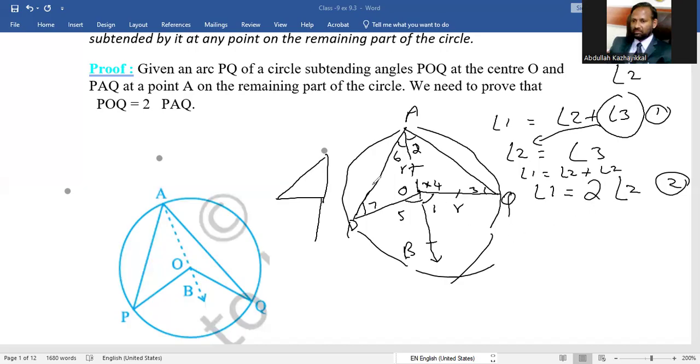Now here also, similarly, we can say what I told. Angle 5 is equal to angle 6 plus angle 7. That means 2 angle 6, because angle 6 is equal to angle 7, same property, radius. You are a radius, I am a radius, so it is an isosceles triangle with equal sides. If you are reading the textbook, you will feel it is hard, so take it separately. So here what I wrote: angle 5 is equal to 2 times angle 6.